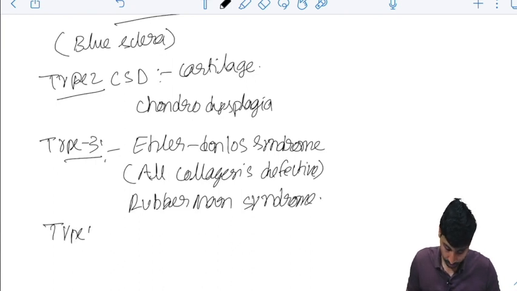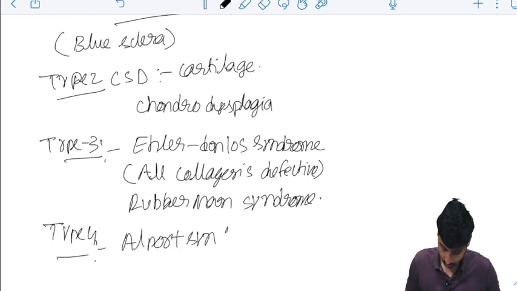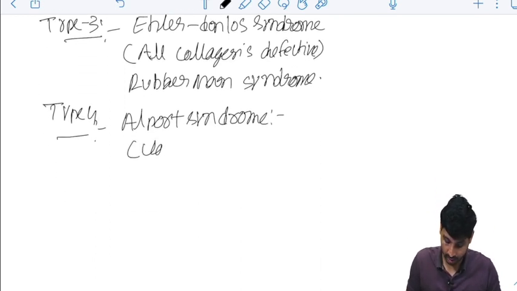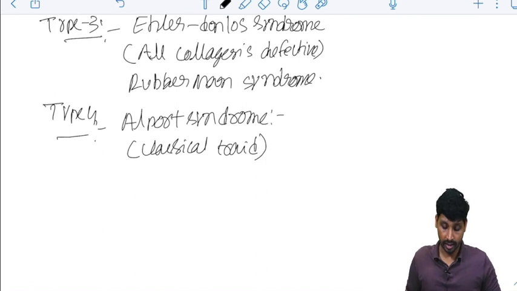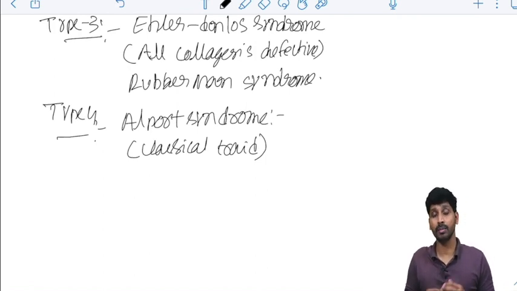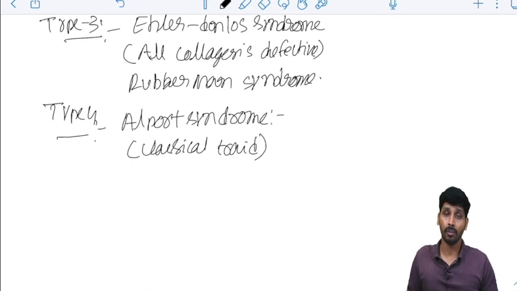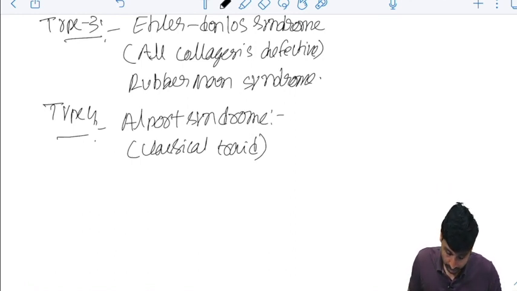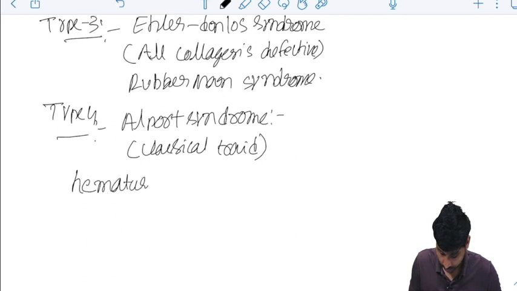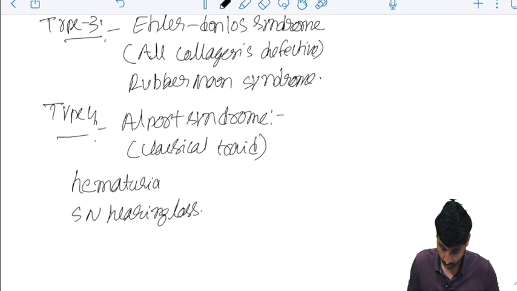And type 4 is Alport syndrome. The clinical features are a triad, known as the classical triad. What is the classical triad? As type 4 collagen is present in the basal membrane of kidney and the alveolar membrane of lungs, the prominent feature here is hematuria, loss of blood in the urine, and sensorineural hearing loss, and lenticonus. So the third feature is lenticonus.